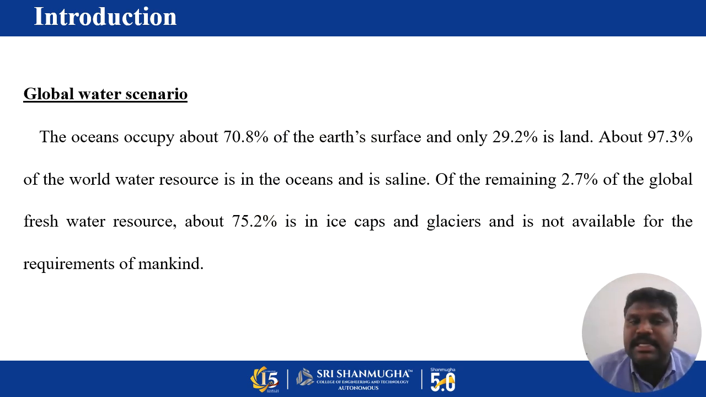As far as the global water scenario, the ocean occupies about 70.8 percent of the earth's surface, and the remaining 29.2 percent is land. About 97.3 percent of the world's water resources is in the oceans and is completely saline. Of the remaining freshwater resources, about 75.2 percent is in ice caps and glaciers, and is not suitable for any requirement of mankind. This is the global scenario of water.